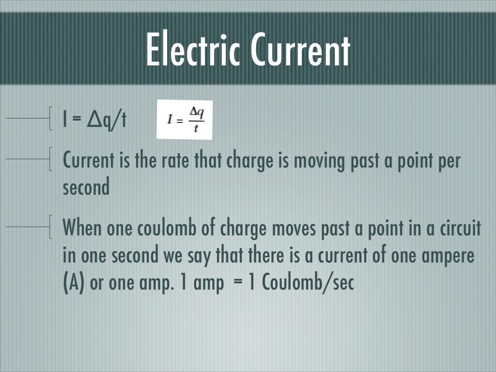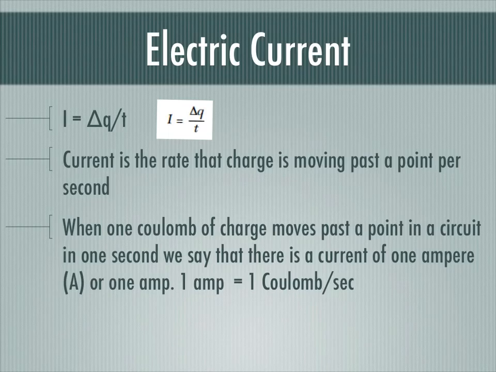So let's talk about how electric current or charge flow rate is measured. First of all, the formula for it, and this is it right here from the reference tables, is that the current, which is represented by a capital I, is equal to how much charge, which is written as delta Q, divided by time. So Q is how much charge, and t is the amount of time. So we say that current is the rate that charge is moving past a point per second.